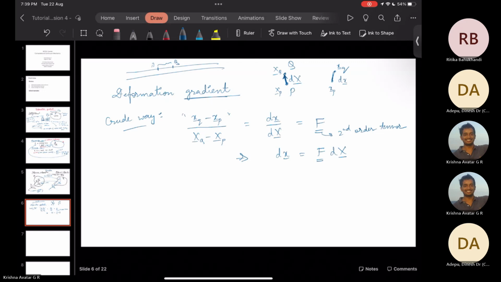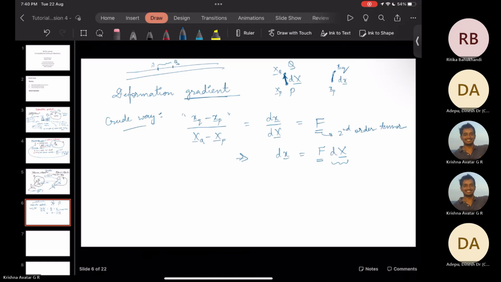Now you see, what F does is operate on a small segment in the reference configuration and transform it into something in the current configuration. So that is the job of the deformation gradient. It only maps small elements from the reference to the current configuration.